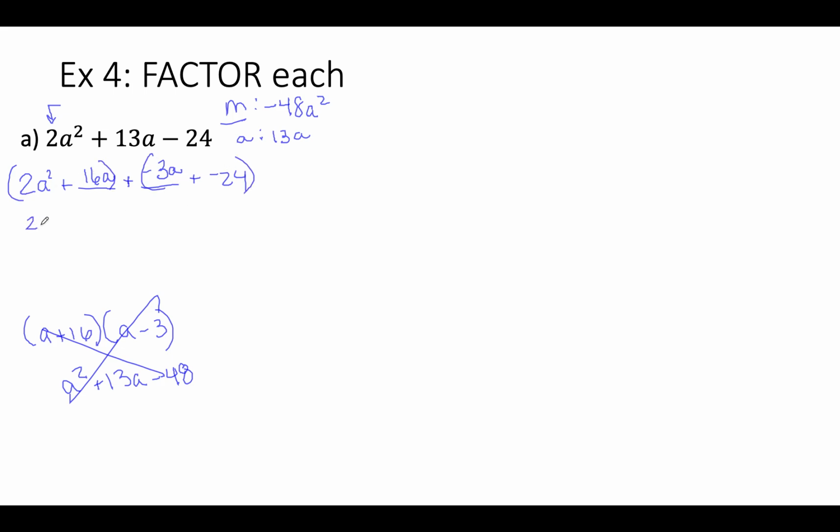These two I can take out a 2a, I get a plus 8. These two I would take out a negative 3, and I get a plus 8. So my two parentheses, a plus 8 and 2a minus 3. And again, you do need to show work.